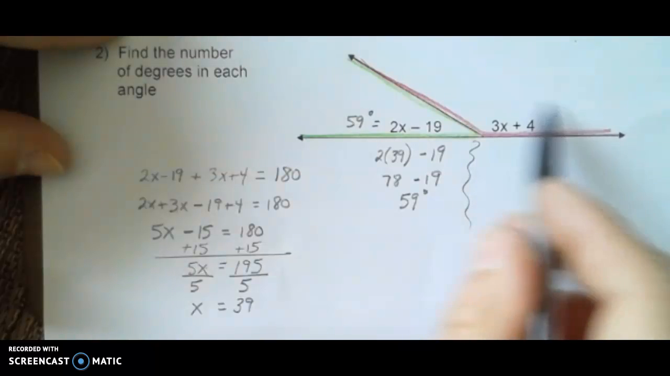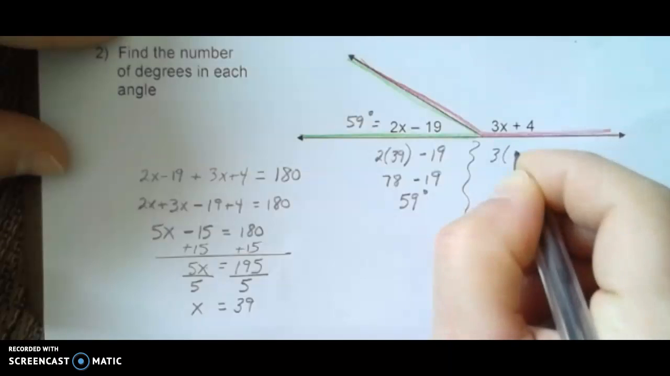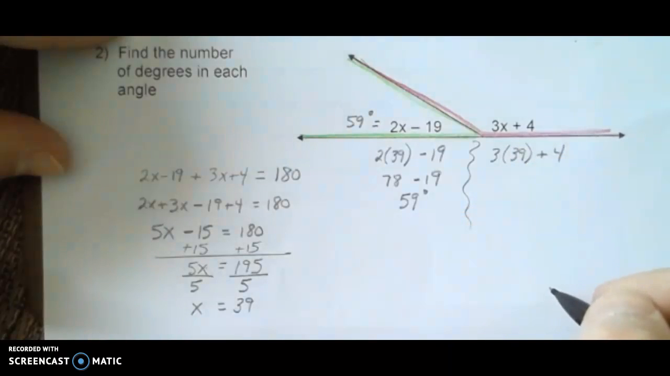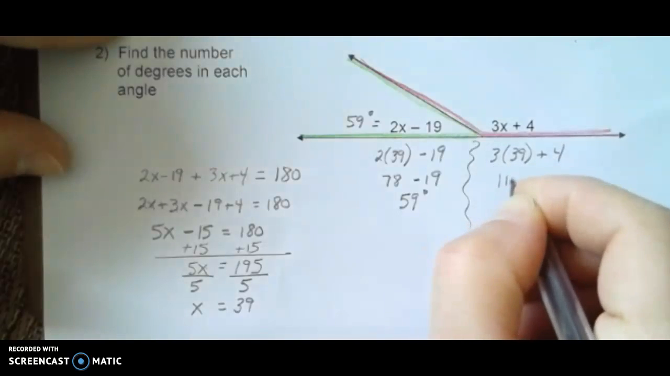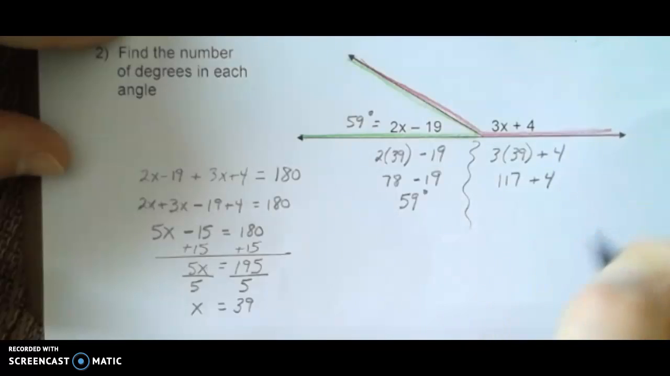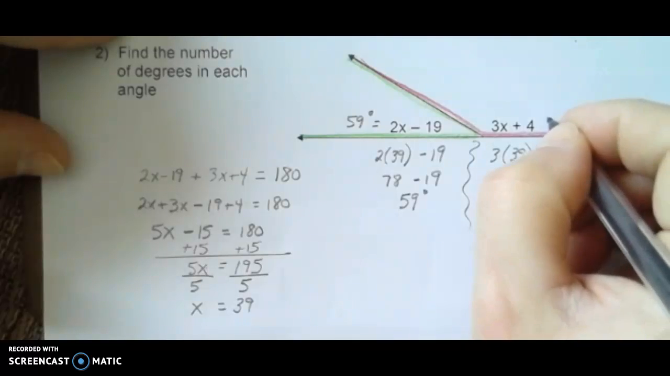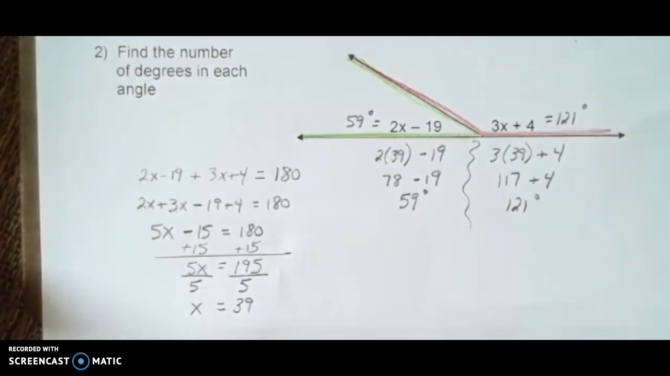Okay, I'll do the same thing over here on the other side. I've got 3x plus 4, which becomes 3 times 31.4 plus 4. Again, multiply first, 3 times 31.4, that's going to give you 94.2. And then when you add 4 with 94.2, you get 98.2 degrees, making this angle right here 98.2 degrees.